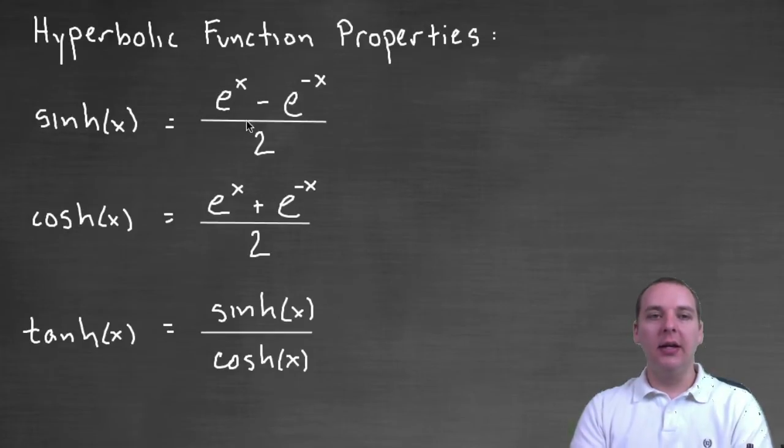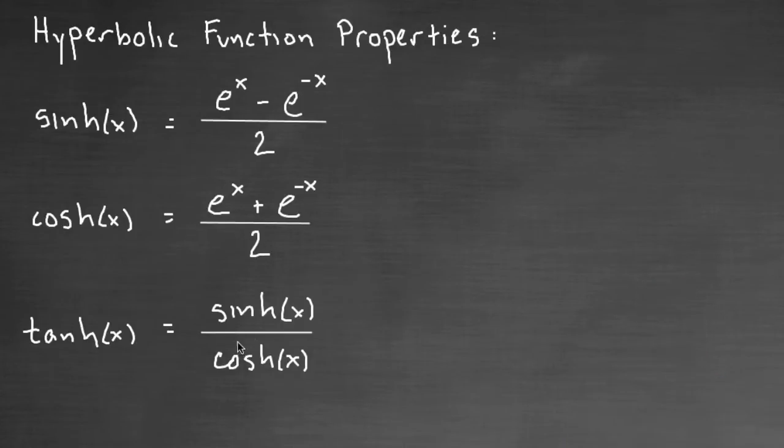Here's how they're defined. Hyperbolic sine is defined as e to the x minus e to the negative x, over 2. Hyperbolic cosine is defined as e to the x plus e to the negative x, over 2. And then hyperbolic tangent is defined as hyperbolic sine divided by hyperbolic cosine.